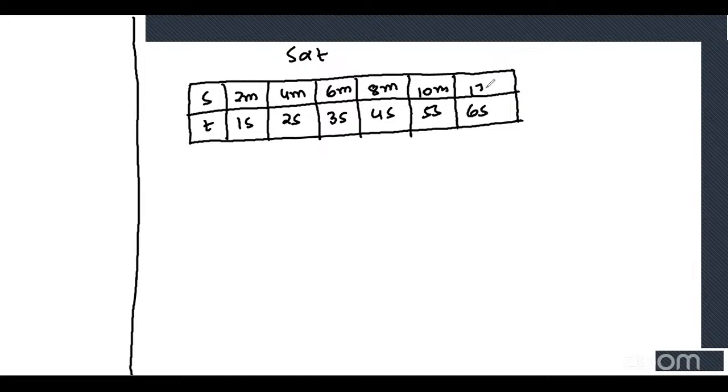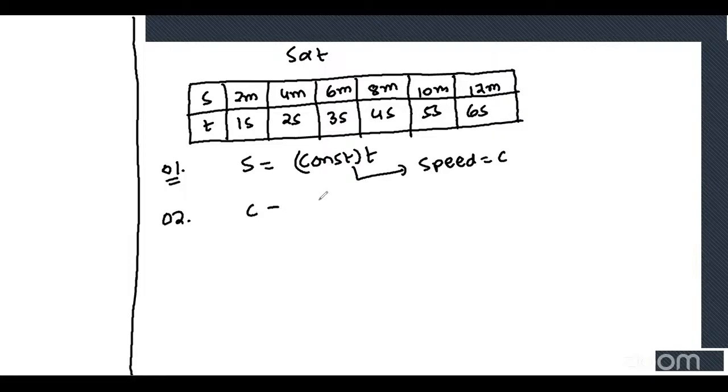Suppose as time increases, distance will also increase. So the first point is that S is equal to some constant into T, and this constant is the speed that I am writing as C. The second one is that speed will be constant.